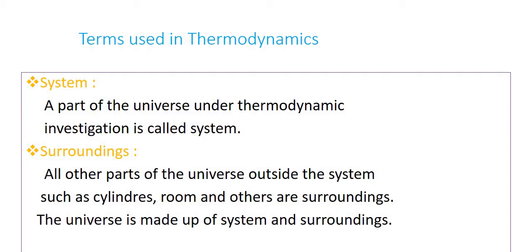Terms used in thermodynamics: first, system. A part of the universe under thermodynamic investigation is called a system. All other parts of the universe outside the system, such as cylinder, room and others, are the surroundings. The universe is made up of system and surroundings.